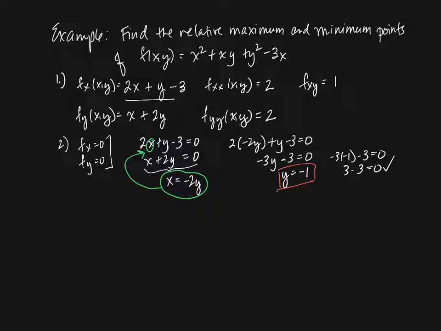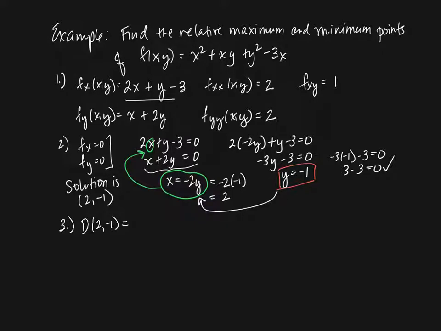So what we're going to do is plug that into here. So x then would have to be negative 2 times the y value that we got, so negative 1. So that means 2. So we have a solution is x is 2 and y is negative 1. So step number 3, calculate D of 2 comma negative 1.